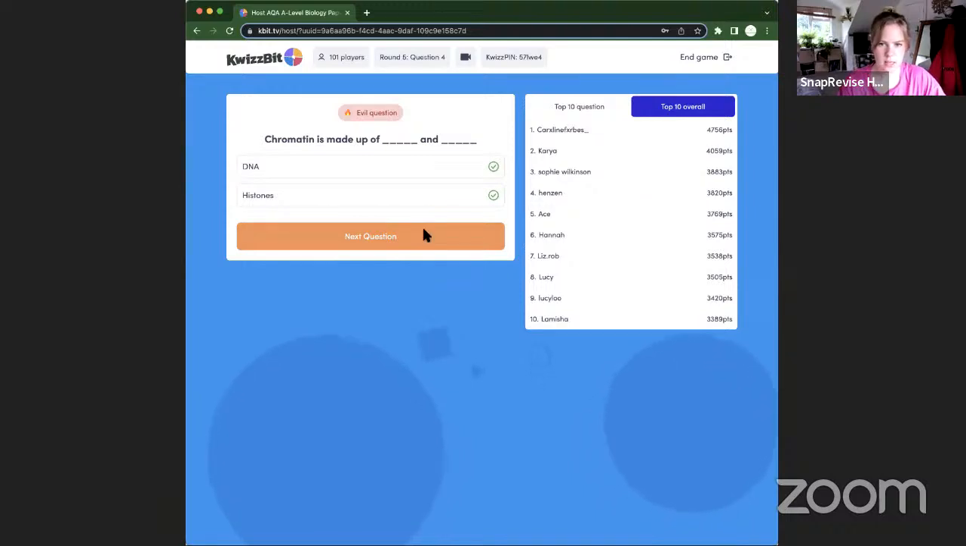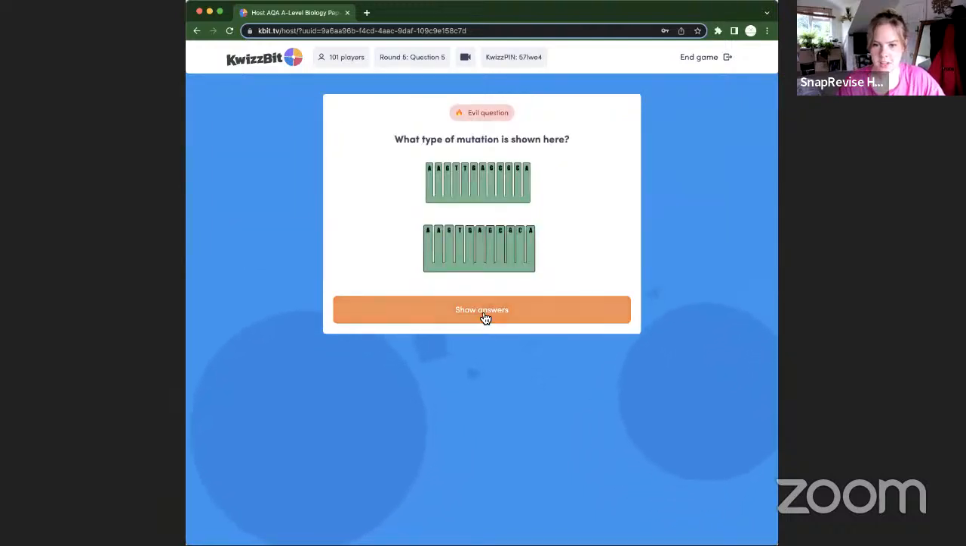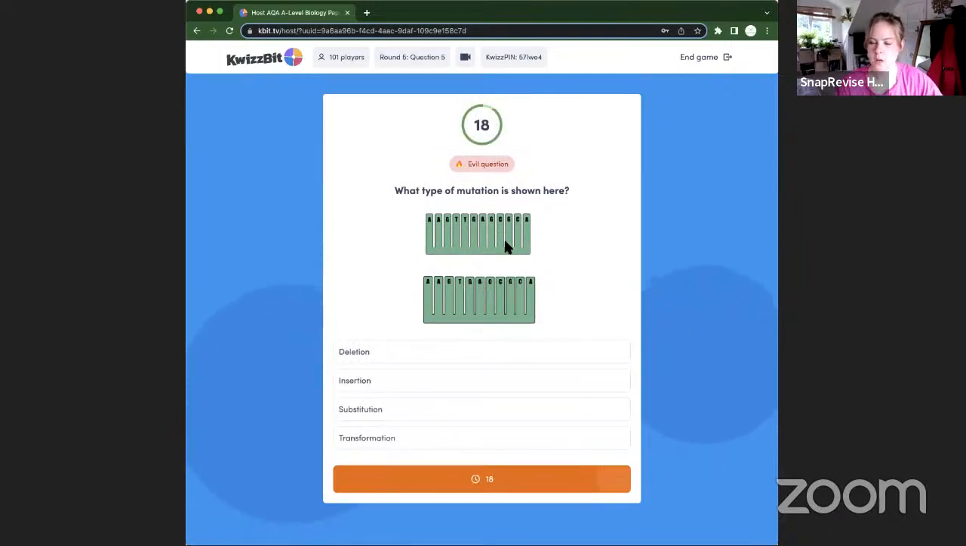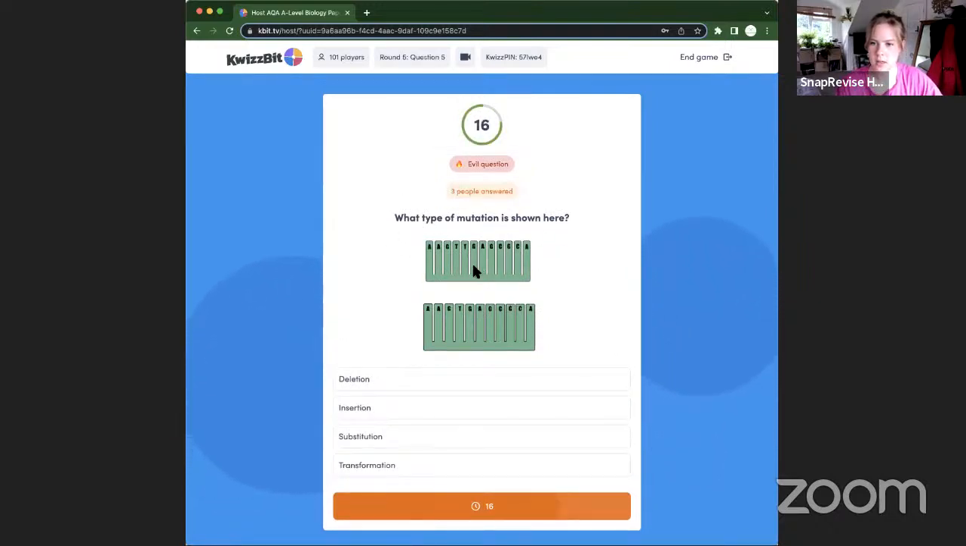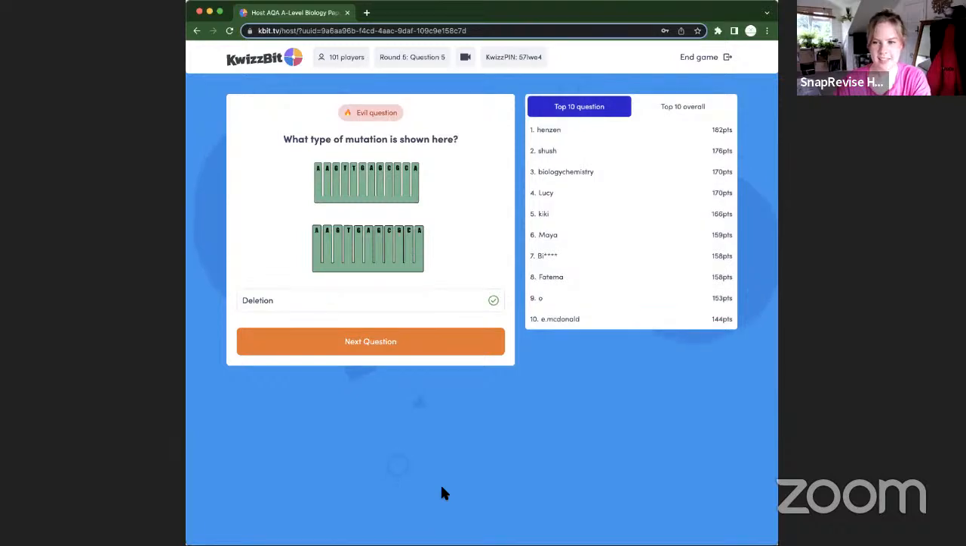Good stuff, guys. Okay. What type of mutation is shown here? So the original sequence is this one, and it's mutated to produce this one. So what's going on? Ignore the size difference, by the way. When I made the image, I made it bigger, thinking I could just shrink it so it matches, and it didn't quite work out that way for me. That's a deletion. So you'll notice that one T has been cut out.